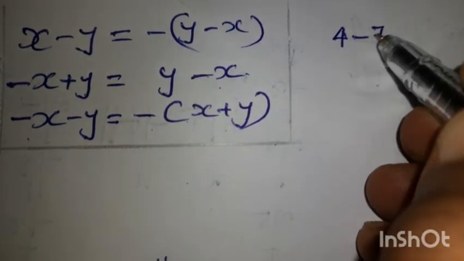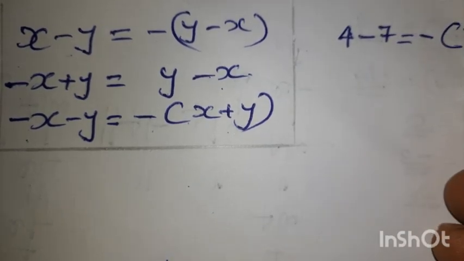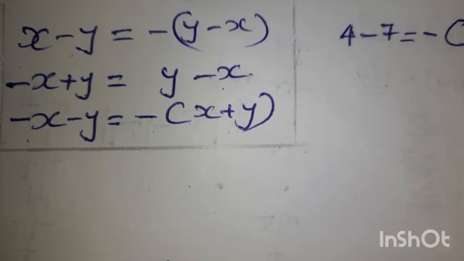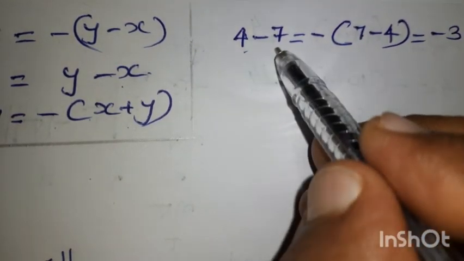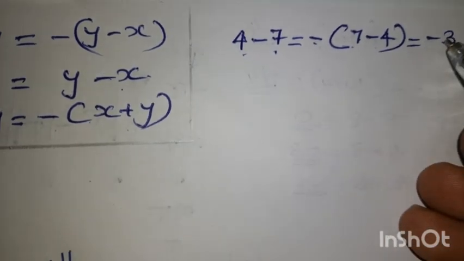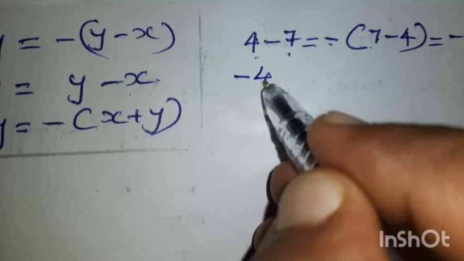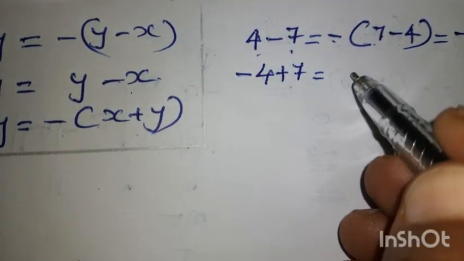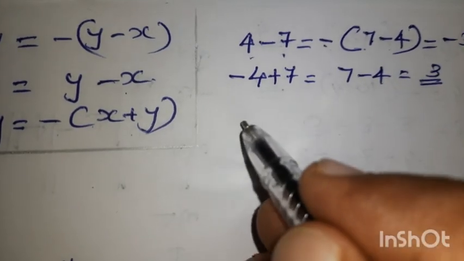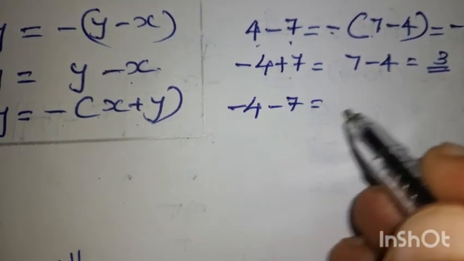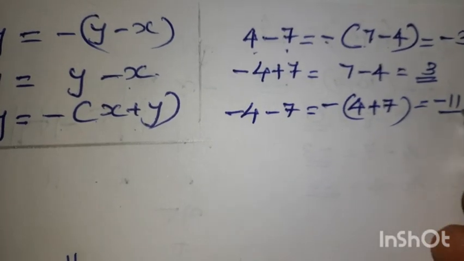4 minus 7. x minus y. What do you have to write? Minus of 7 minus 4. The answer is minus 3. So 4 minus 7 is minus of 7 minus 4, the answer is 3. Then minus 4 plus 7, that is 7 minus 4, the answer is 3. Minus 4 minus 7, 4 plus 7, then keep the minus. So minus 11.